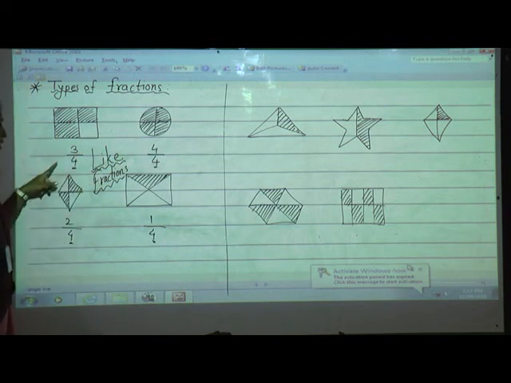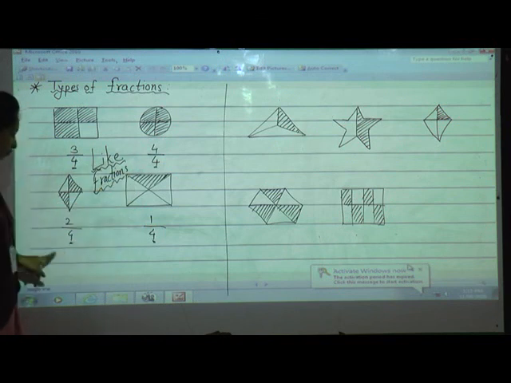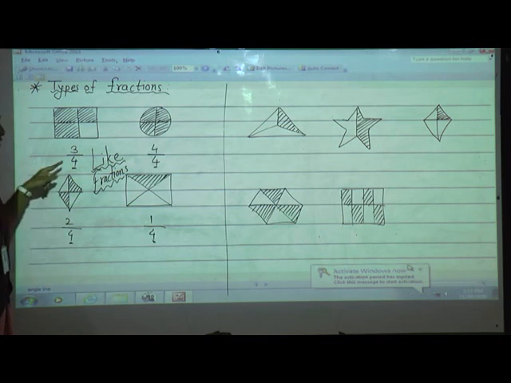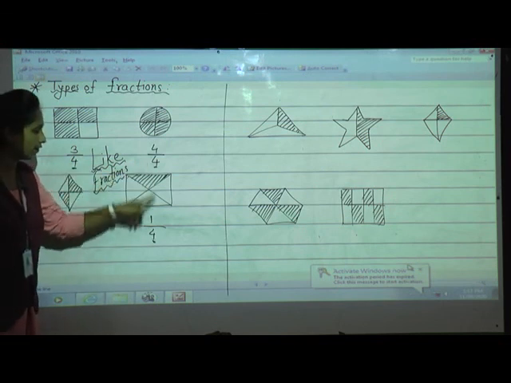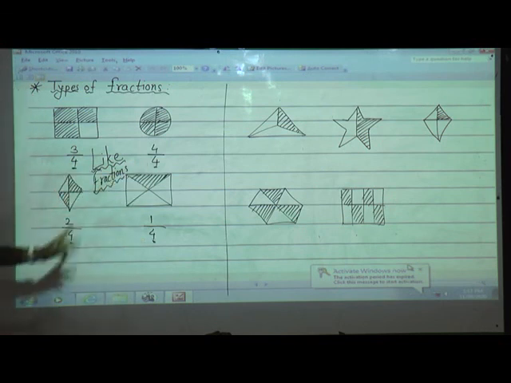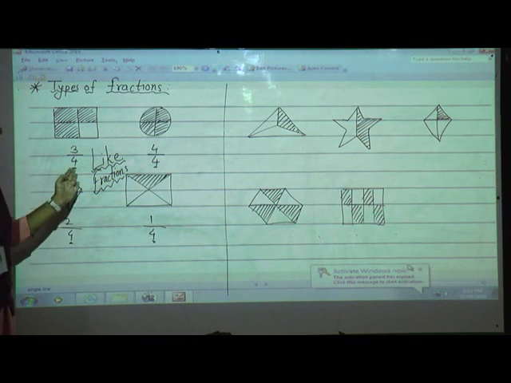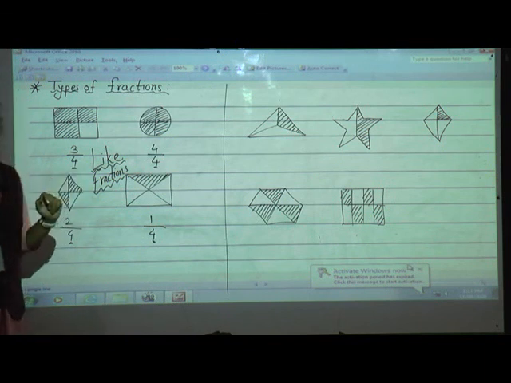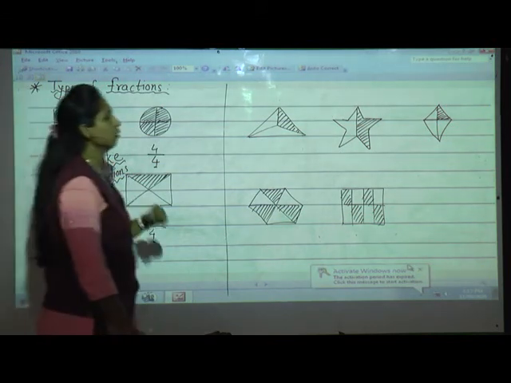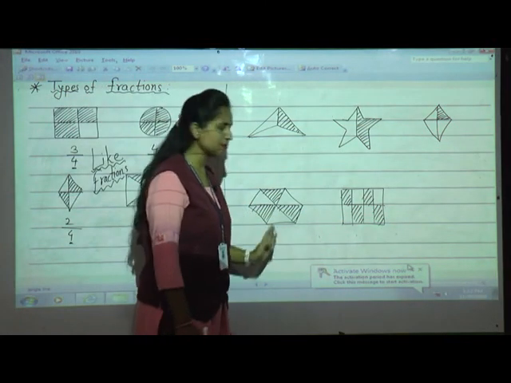So just observe these 4 shapes. In these 4 shapes we have written the fractions, and you can see the similarity between the 4 fractions, that every fraction has the same denominator, that is 4. So when the denominators of any fractions are the same, they are called like fractions. Clear?